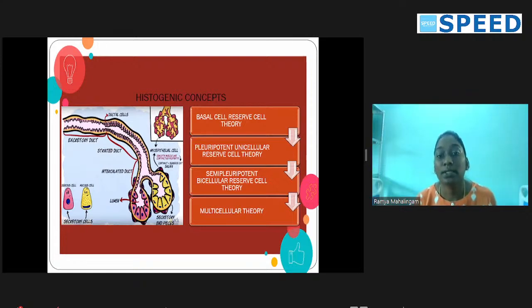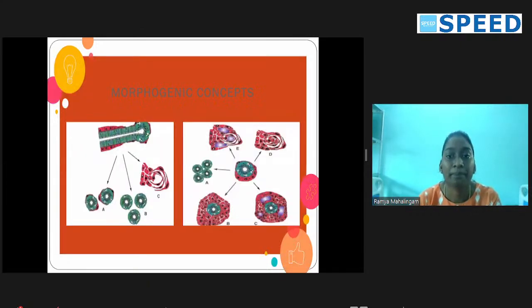So the histogenic concept, from which cell the tumor is going to develop, is very important. It can develop from a basal cell, or from a pluripotent unicellular cell, the semi-pluripotent bicellular reserve cell theory, or it can be the multicellular theory. That is, it can develop from any cell. Many cells can give rise to this particular tumor formation. So all these theories are very important.